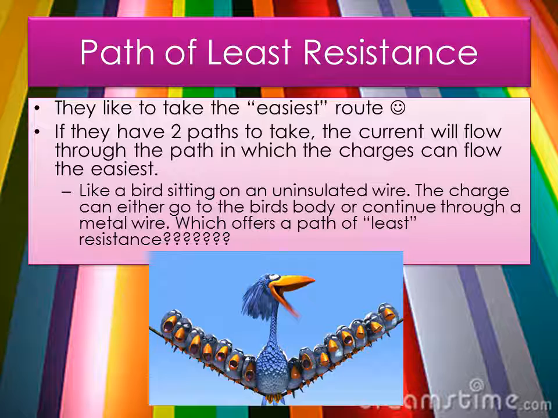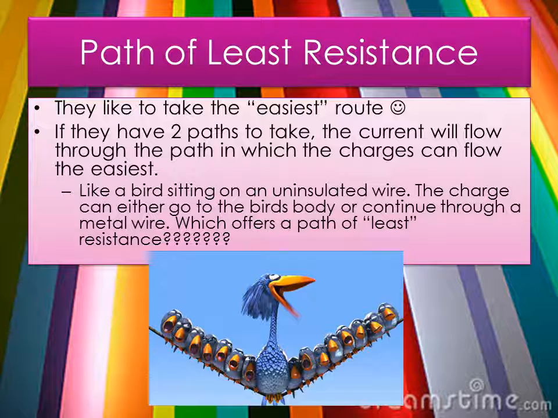Would the electric current just continue to flow through the wire, or would it choose to take the path of going to the bird's body, where there's feathers and body tissue? Which one's going to offer the lesser amount of resistance? So you guys think about it. What do you think?